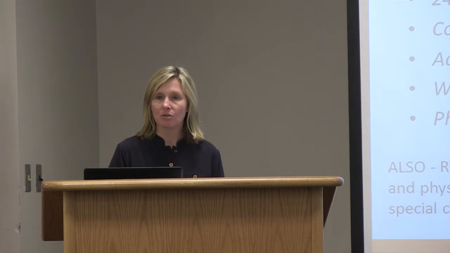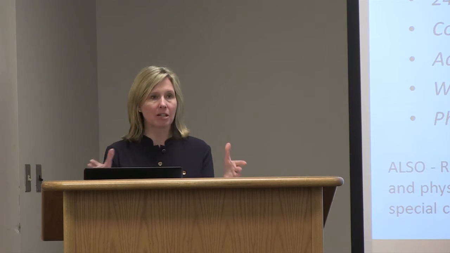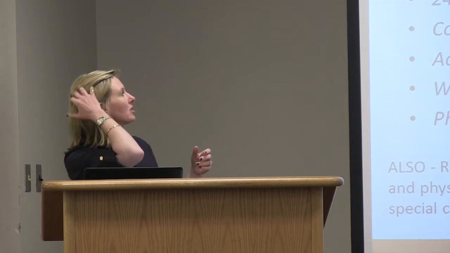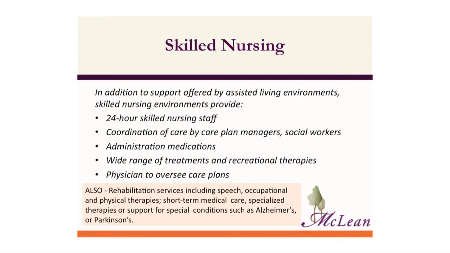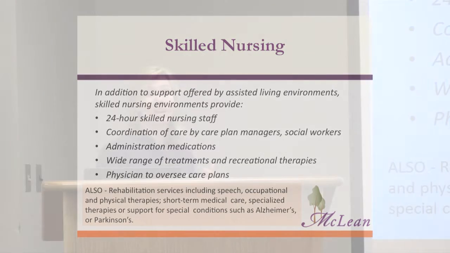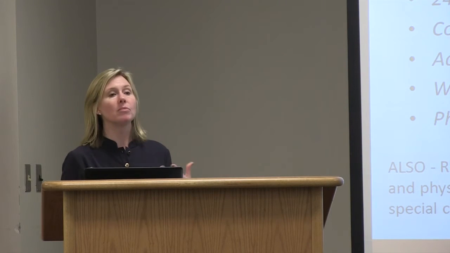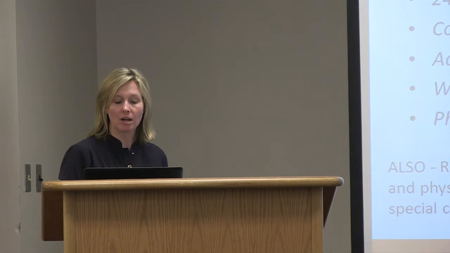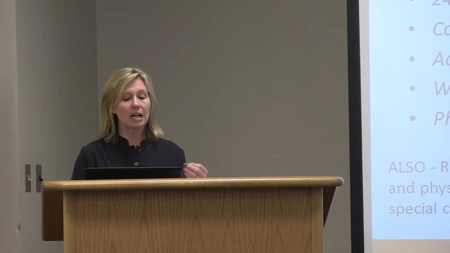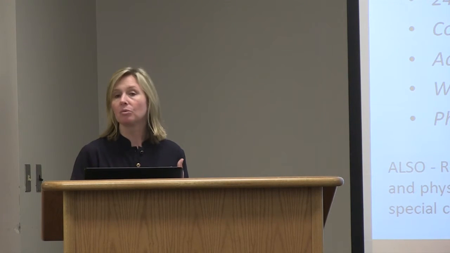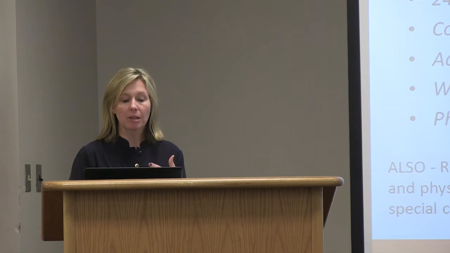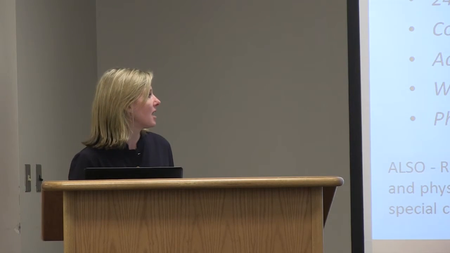In addition, if we're looking at the spectrum of assisted living to a skilled nursing community, the difference is it is 24-hour skilled nursing staff, which means you've got a registered nurse there 24 hours a day. In assisted living, a nurse may be there during the day and you have your care partners at night, those certified nursing assistants. Skilled nursing is a 24-hour registered nurse. There's coordination of care by social workers and care plan managers. There's also a medical director, so there'll be a physician on staff.